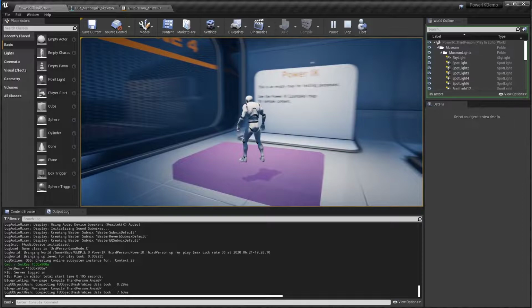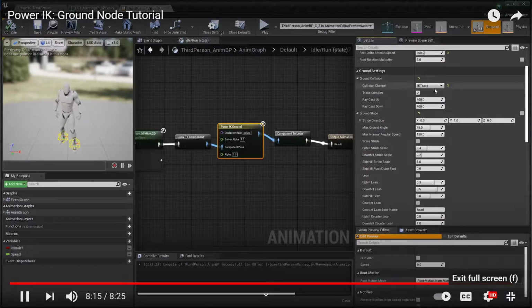So the key features here are filling out your foot array with the correct name of the bone, make sure your character root is correct, check that delta smooth speed to keep the feet conforming to the terrain quickly enough so that they don't sink into it. Go ahead and play with these lean settings if you're feeling fancy, and do make sure that you set that collision channel to something appropriate, something that is blocking or is ignoring the character capsule. So that's all there is to set up the Power IK ground node.